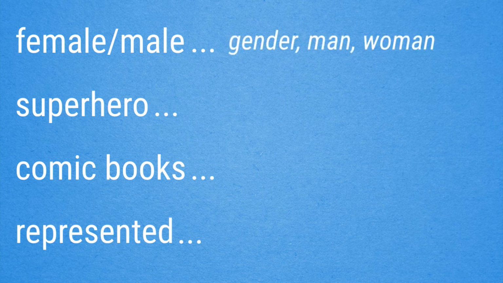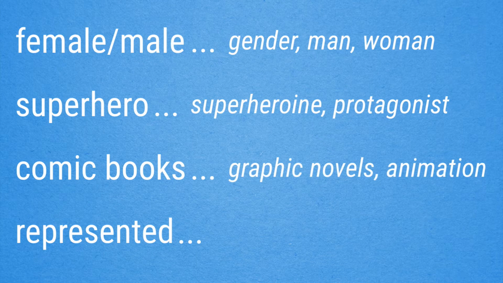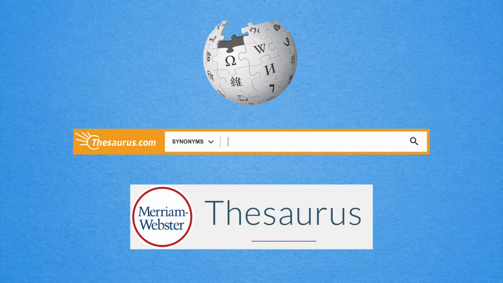For female and male, we find gender, man, woman. For superhero, we have superheroine, protagonist. For comic books, we might have graphic novels, animation. And for represented, we might have characterized, drawn, objectified, portrayed. These certainly aren't all of the possible keywords, nor are they the best, but it's a start. It's also okay to use Wikipedia or a thesaurus if you're having trouble.